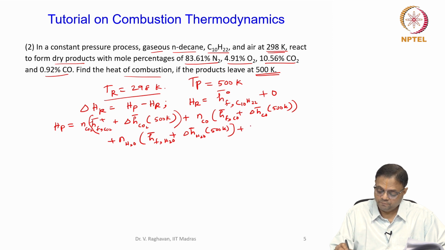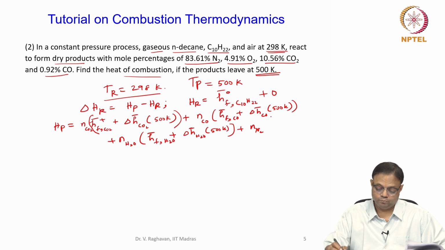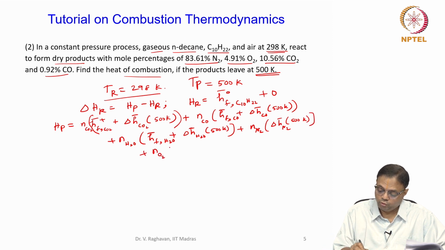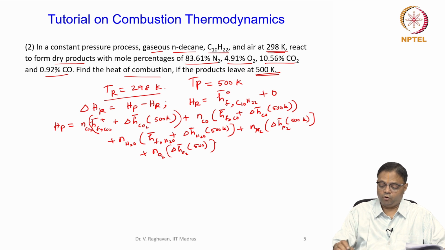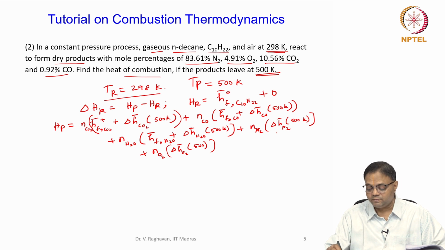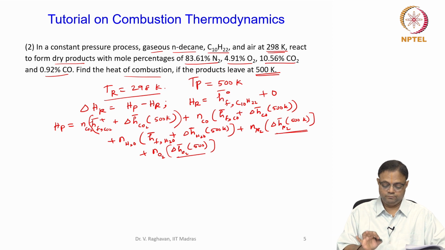Plus number of moles of N2 times, here only delta H of N2 will come at 500 Kelvin, plus number of moles of O2 times delta H of O2 at 500 Kelvin. For the nitrogen and oxygen in the products, the enthalpy of formation is 0, but the sensible enthalpy which takes the temperature from 298 to 500 Kelvin will be included. So this is the thing.